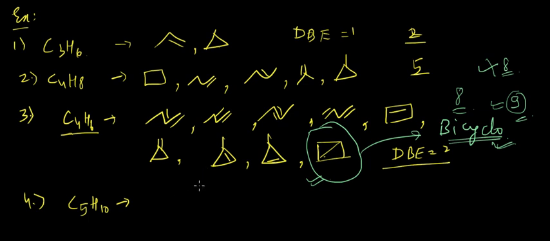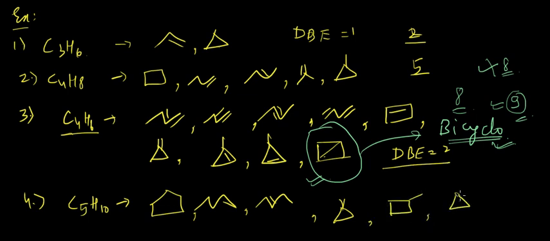Okay, so what is the number of isomers for this compound? You can see that the dB of this compound is easily 1. So let's make it out. 1, then 2, then 3, then 4, then 5, 6, 7.